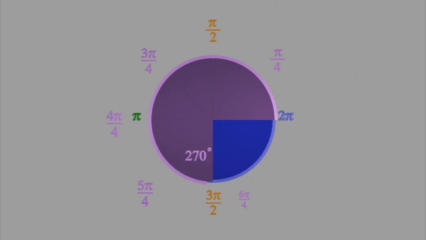6 wedges is 6 pi fourths, which simplifies to 3 pi halves. 7 wedges is 7 pi fourths. 8 wedges is 8 pi fourths, which simplifies to 2 pi. Hopefully this takes away some of the mystery of how a unit circle is developed.